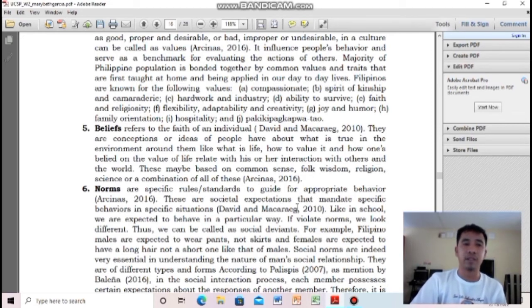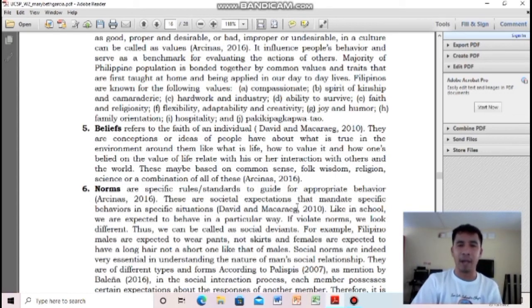They are conceptions or ideas people have about what is true in the environment around them, like what is life, how to value it, and how one's belief on the value of life relates with his or her interaction with others, no? So, example adiri aton mga pagpati, no? Examples: common sense naton, folk wisdom, kag religion. So, ang mga Pilipino is remarkable man pag-abot sa tawag nga faith or sa aton nga ginapatihan, no?